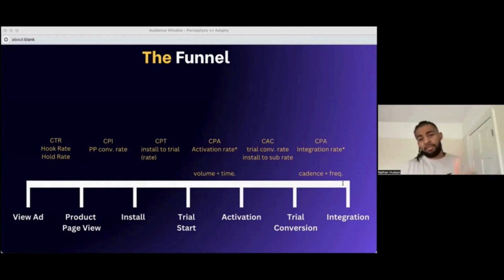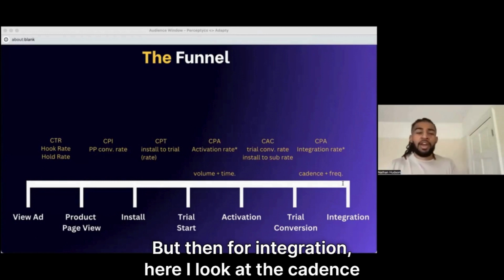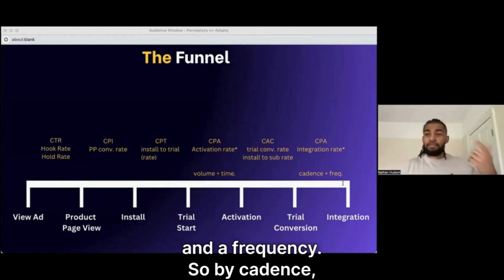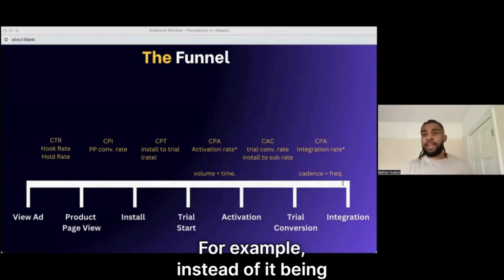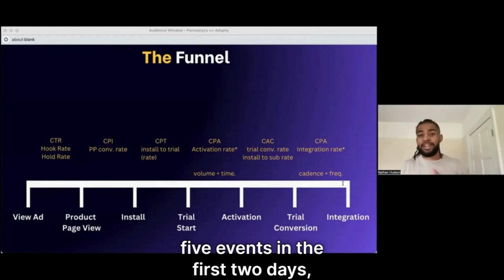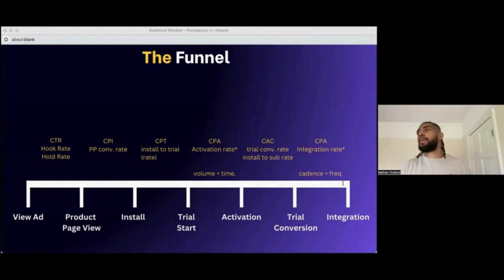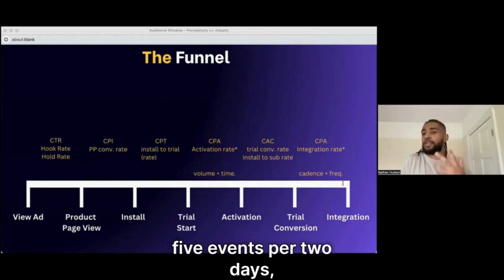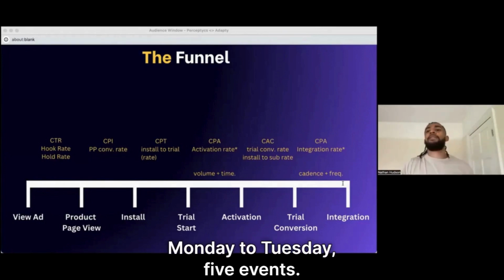And then you can see the ones for trial conversion, but then for integration, here I look at a cadence and a frequency. So by cadence, I mean how often something's happening, and frequency, how many times. For example, instead of it being 5 events in the first 2 days, it now might be 5 events per 2 days, 5 times. So Monday to Tuesday, 5 events.